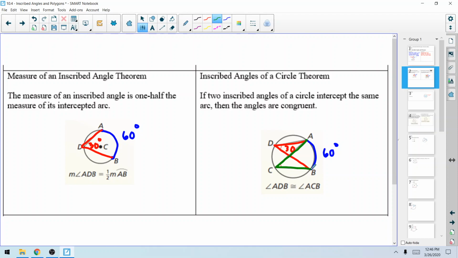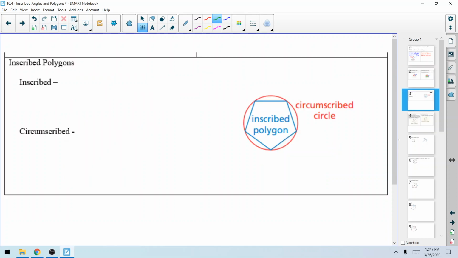Do you notice that the intercepted arc there is still AB? It's still that blue part, which is still the same thing. So if that blue part is 60 degrees, then for the green angle, angle ACB, well, that's still just going to be half. So then it turns out that the red angle and the green angle are congruent. They're both 30 degrees because they both intercept the same arc.